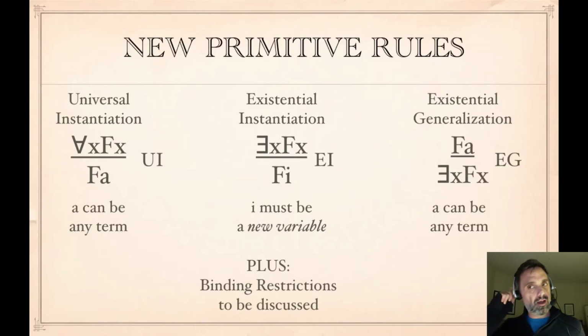So just to remind you, we have three new primitive rules. We have universal instantiation. If you have the universal, you can infer any instance of it you like. If you have an existential, you can infer an instance of it if the instance involves a variable entirely new to the derivation that shows up nowhere else earlier in the derivation. And we have existential generalization, which says if you have an instance of an existential generalization, you can infer the existential generalization. And those are called UI, EI, and EG. And they have binding restrictions that we've discussed a little bit.